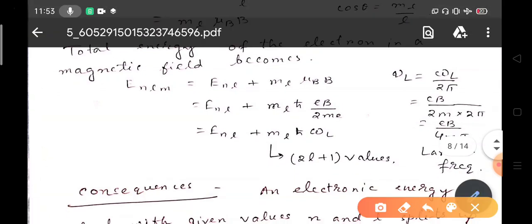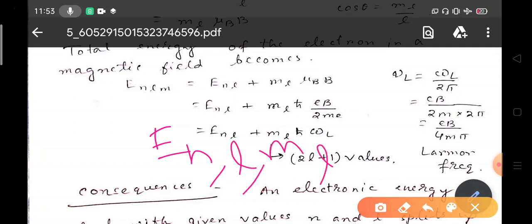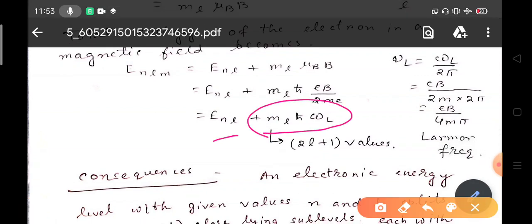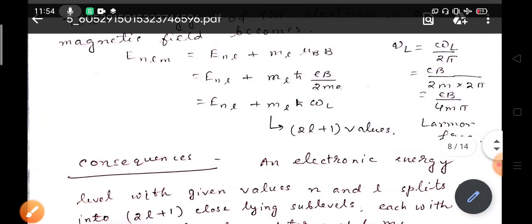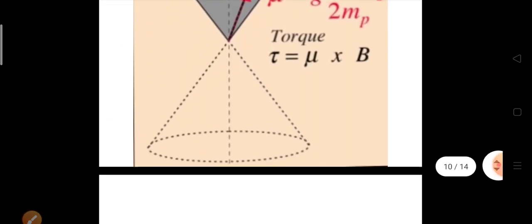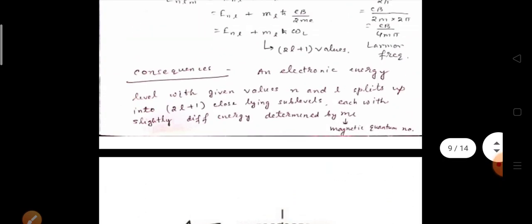So we get that the total energy E depends on ENL and also on ml. This is the extra quantization condition which we get after space quantization. So ENL plus ml into h cross into omega L, where omega L is eB divided by twice me. This is denoted as omega L, and nu L is the Larmor frequency, which is omega L divided by 2 pi. The frequency of precession, that is of the electronic motion we are discussing, is known as the Larmor frequency.